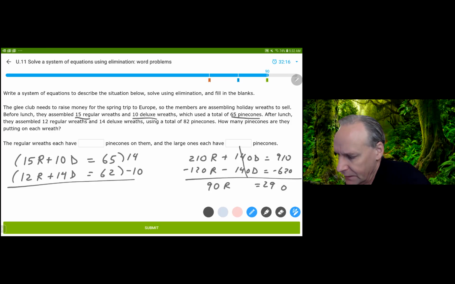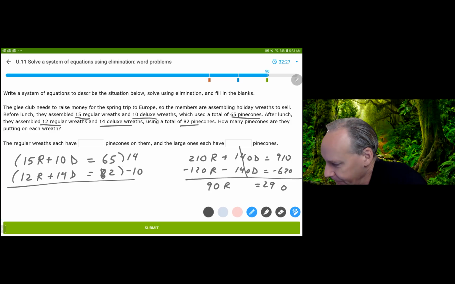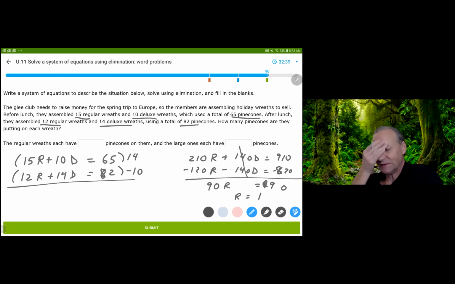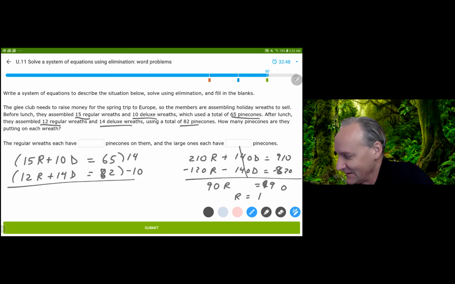15 regular, 10 deluxe, 65 pine cones, yep. 12 regular, 14 deluxe. Oh, 82. So the regular ones use 1, don't they? Jeez. I can't see today. I swear. Okay, I was looking over here instead of here. Yeah, I just didn't see it.